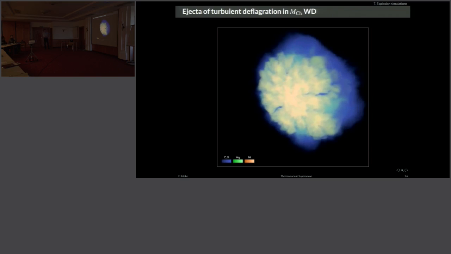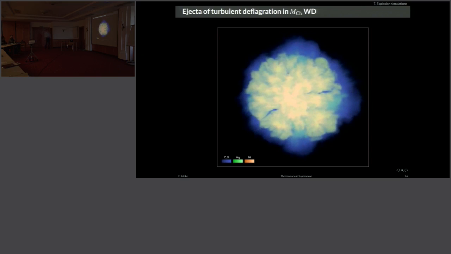Makes, of course, the overall color then sort of white or yellow. But what you could see in the last snapshot here was that also in the center you have a rather mixed structure of the ejecta due to these large-scale instabilities. You still see some unburnt material very near the center, and also intermediate mass elements very near the center.